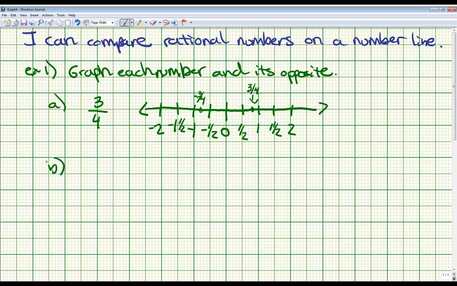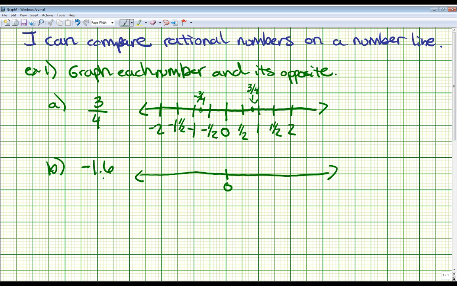Then question B is doing the same thing, but with a decimal. The decimal they give us is a negative this time. So we have -1.6. So we're going to be graphing on our number line -1.6 as well as a +1.6. So again, let's start with a number line. I'm going to do another horizontal number line. Let's make a mark that would represent 0.